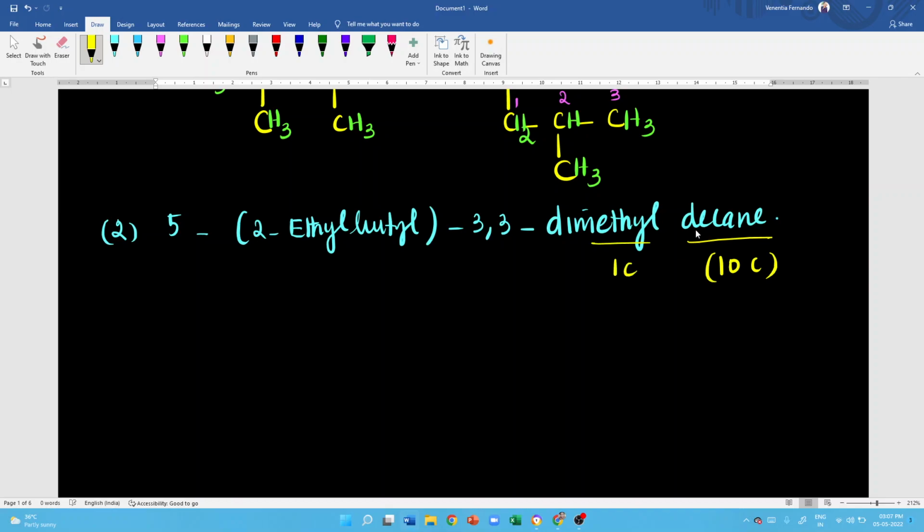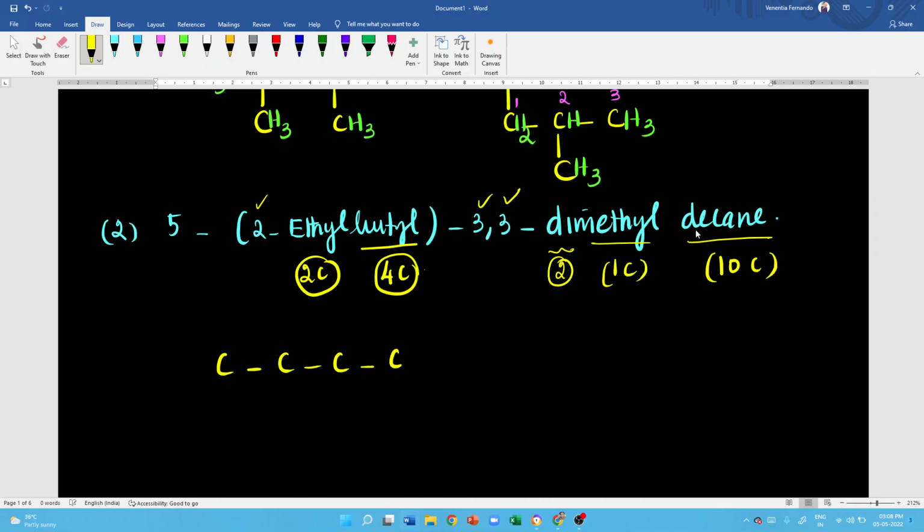So methyl means 1 carbon. There are 2 methyl groups in the positions 3 and 3. Again in fifth position I have one butyl group. Butyl means 4 carbon, and in the second position I have an ethyl group. Ethyl means 2 carbon. Okay. So first let me move with decane. So decane again 10 carbon.